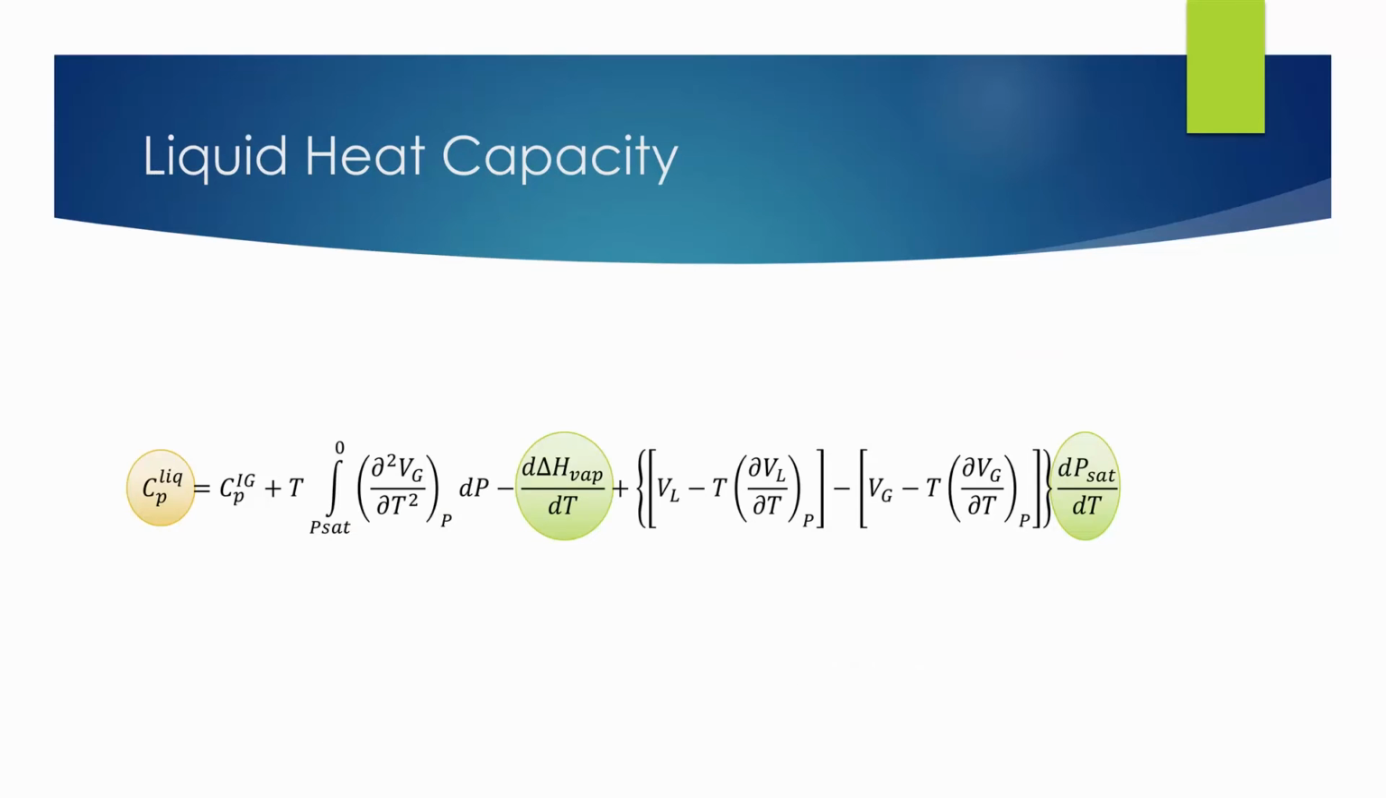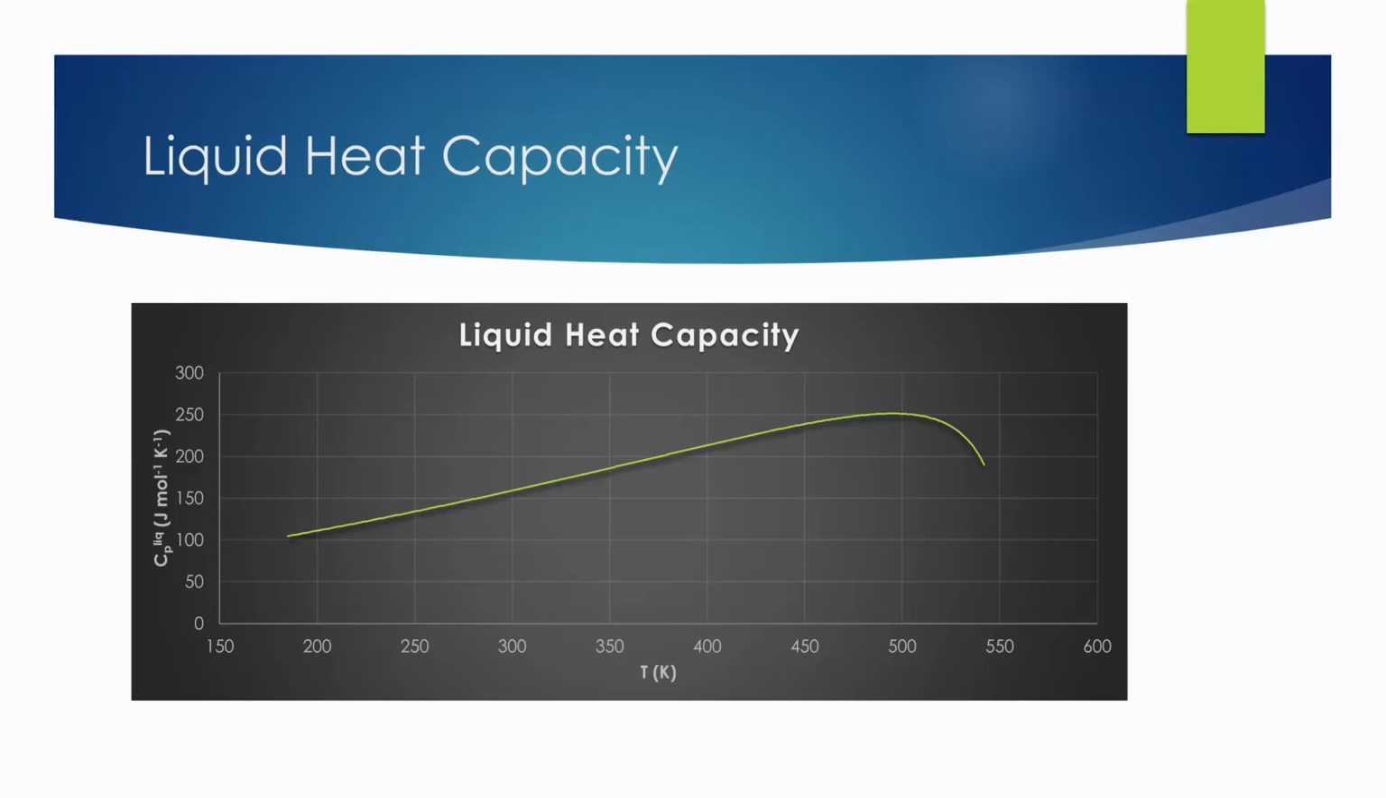One other property, the liquid heat capacity, was also problematic. The liquid heat capacity is rigorously related to the vapor pressure and heat of vaporization through this equation. Unfortunately, the result is unrealistic. Liquid heat capacities rise rather than decrease as the system temperature approaches the critical temperature of the compound.